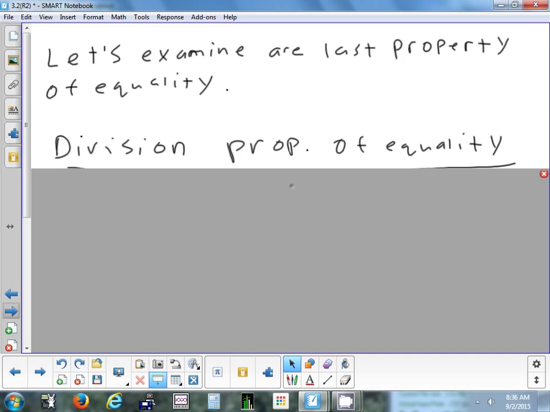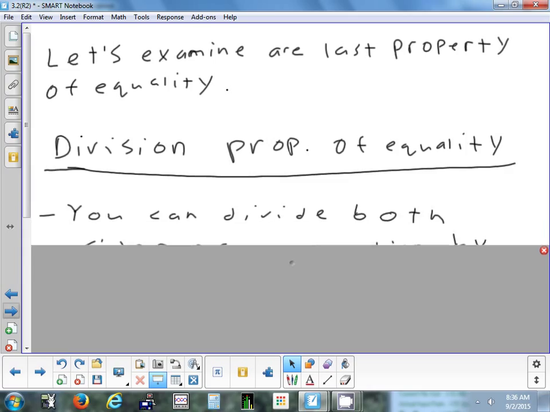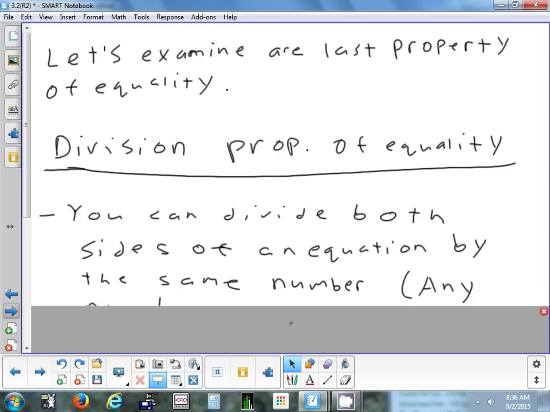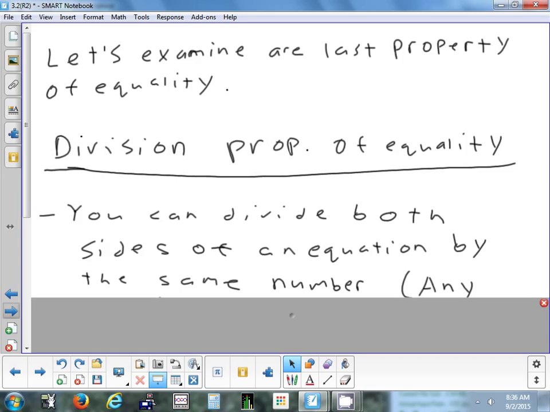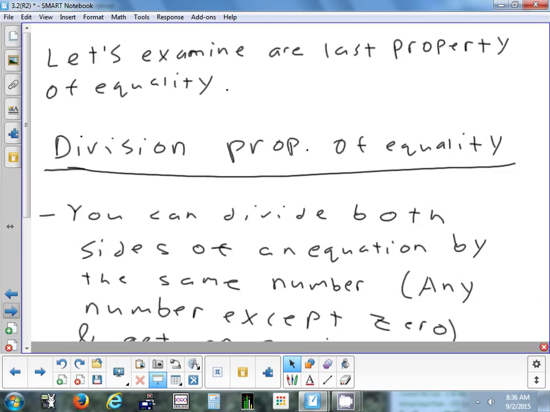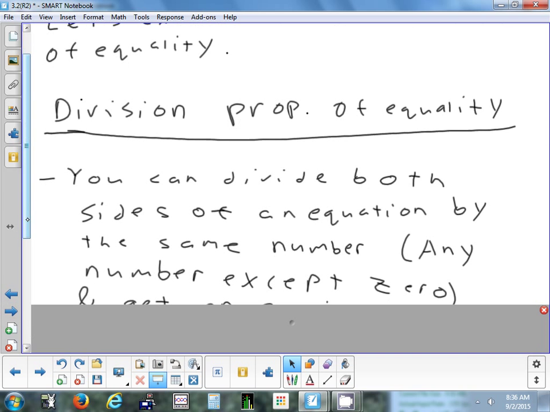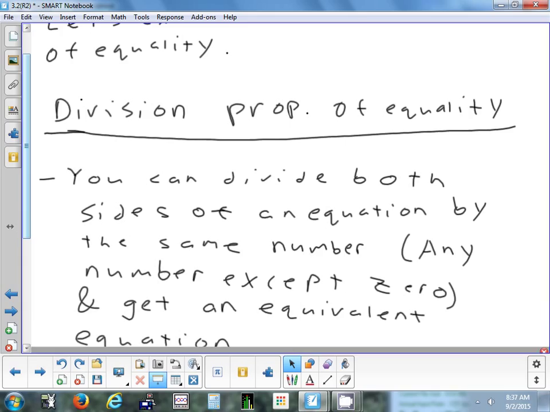So what do you think this one is? Divide on both sides. Yeah, the division property of equality says you can divide both sides of an equation by the same number, any number you want, except what number are we not allowed to divide by in math? 0. Yeah, any number except 0. You will get an equivalent equation, meaning you won't mess anything up.